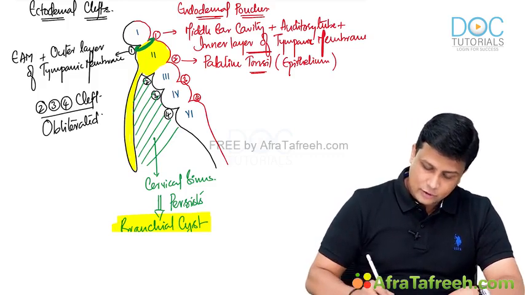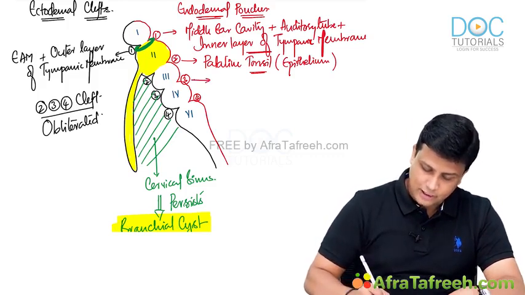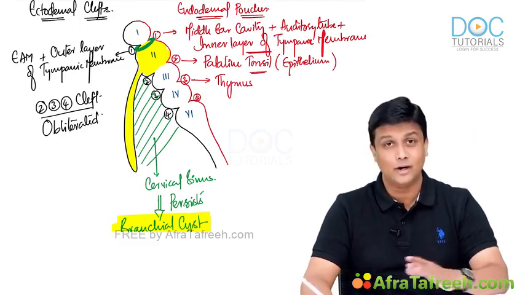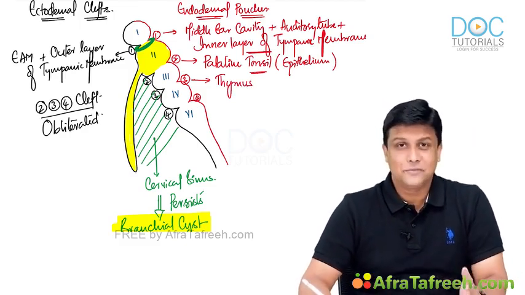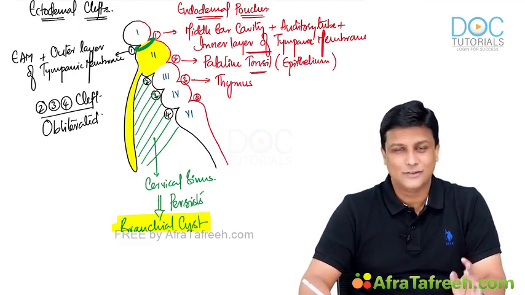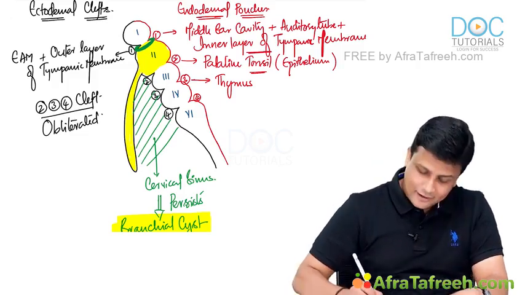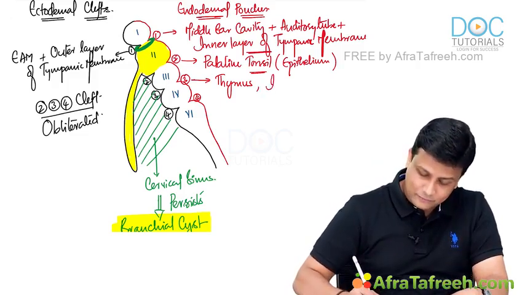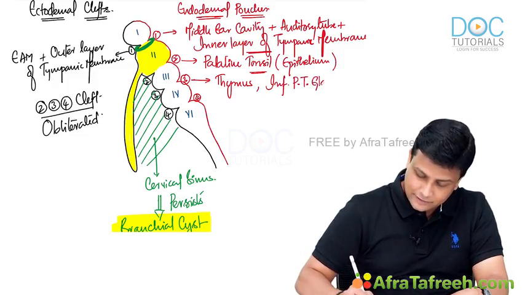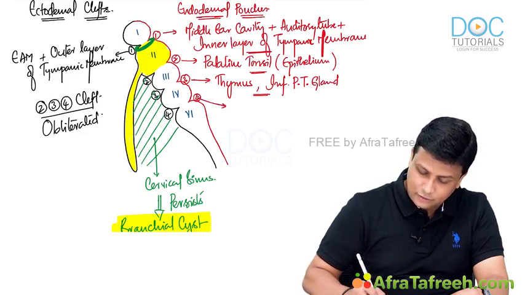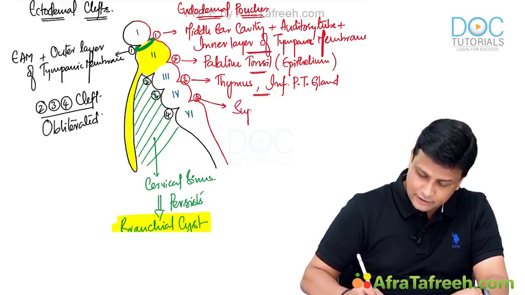Now what about the third pouch? Third pouch is the one which is going to form thymus, and it is so easy to remember. Just remember like a rhyming word there. Pronunciation is the same. Third pouch is going to form thymus. And along with the thymus, it is going to form inferior parathyroid gland. Whereas the fourth pouch is the one which is going to form superior parathyroid gland.